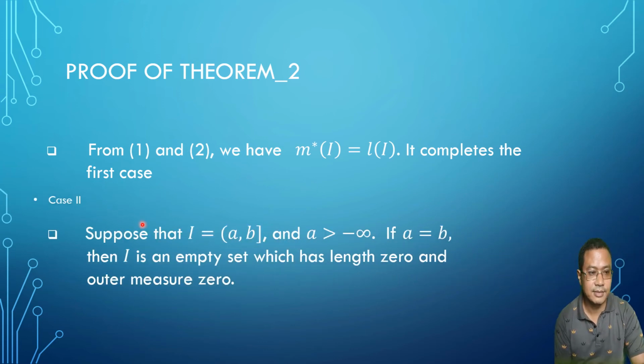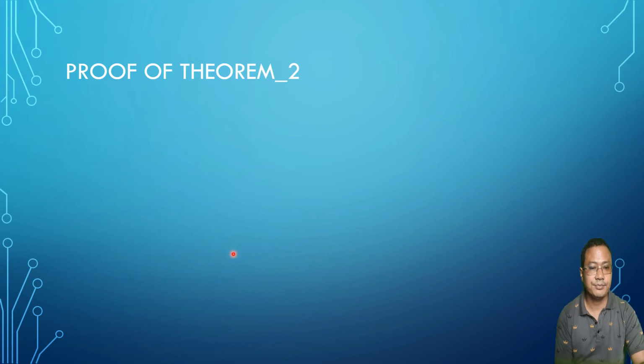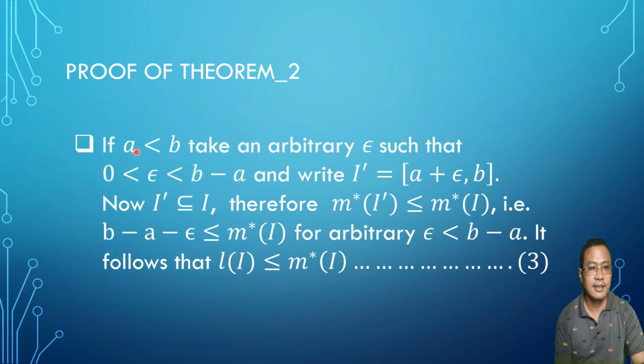For case number 2, suppose we take the interval in this form, open on the left side and closed on the right side, and suppose a is not minus infinity. In case a is equal to b, then this interval is going to be an empty interval. We know that the empty interval has length 0, and the empty set also has measure 0. Therefore in this sub case the result is okay. Therefore we are going to consider the sub case where a is not equal to b, that is, a is strictly less than b.